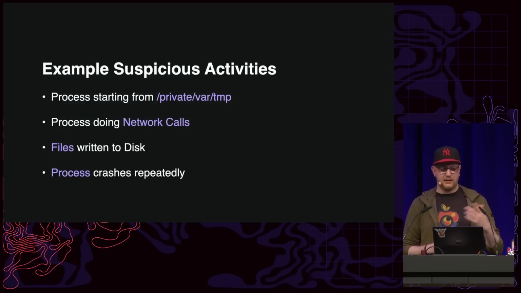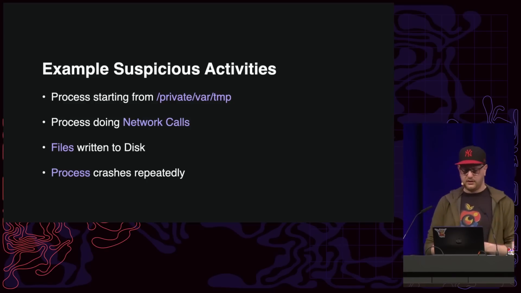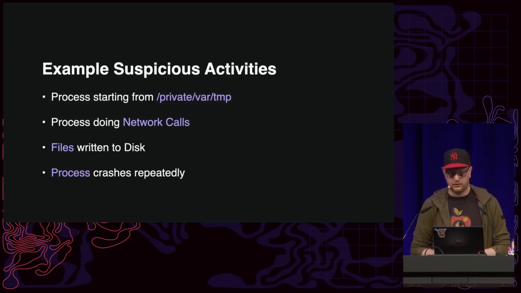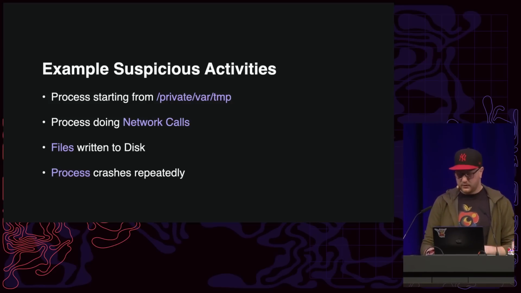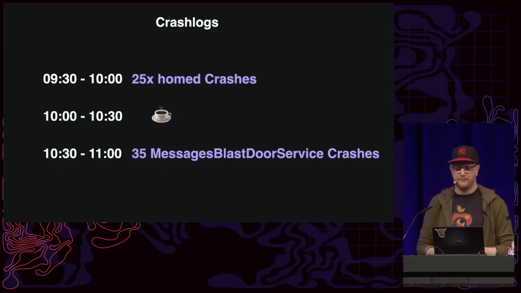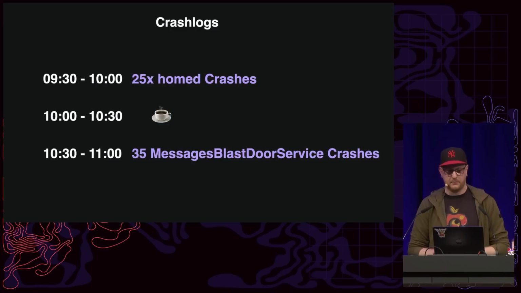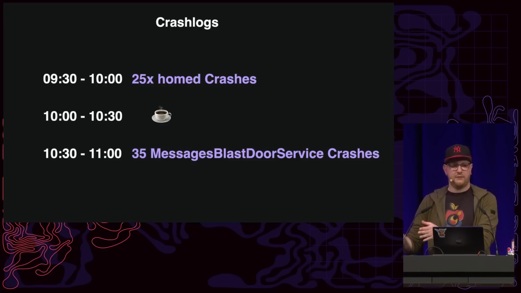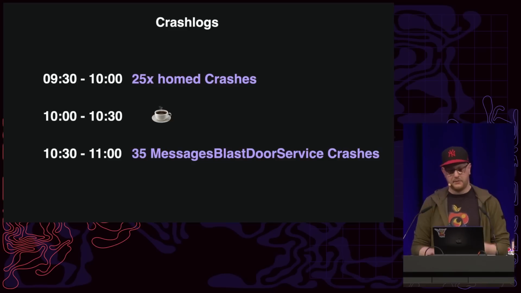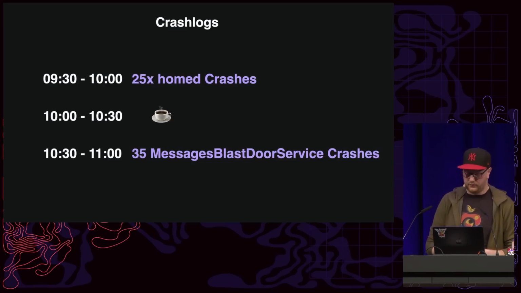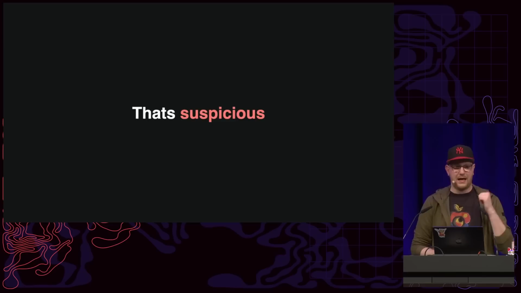What I was trying to find is any suspicious activity, like processes executing from temp, processes doing dedicated network calls, specific files written to disk, or some processes crashing repeatedly. And when I was looking at the crash logs, I could find something that immediately caught my eye. I had 25 crashes of the HomeD process. That was a short break. And then I had 35 crashes of the MessagesBlastDoorService. And that's absolutely suspicious.